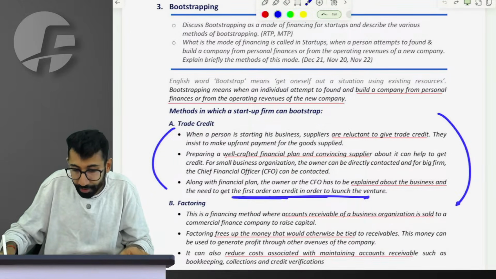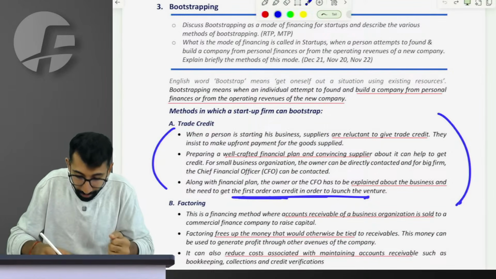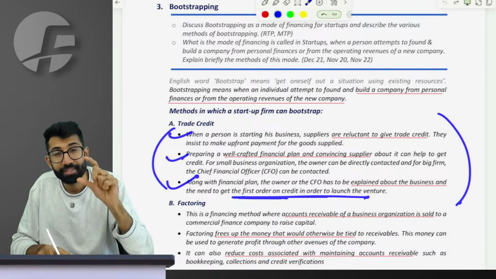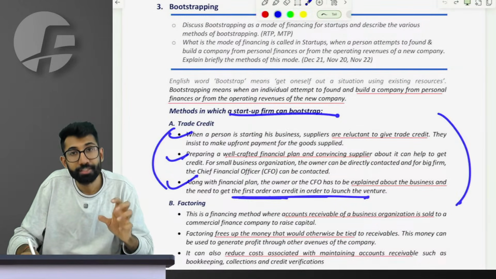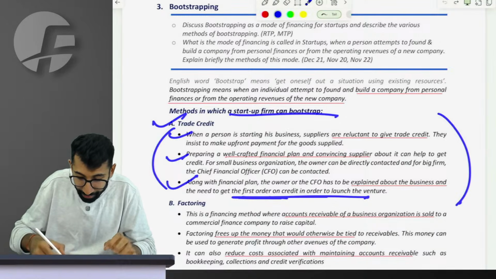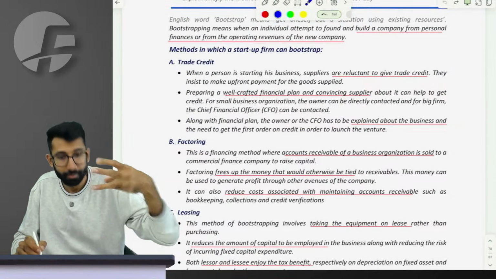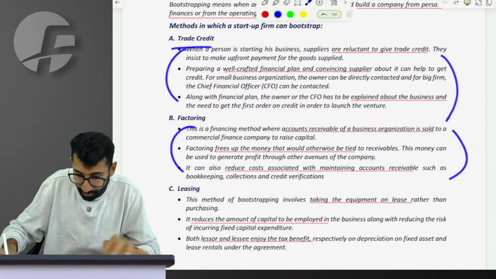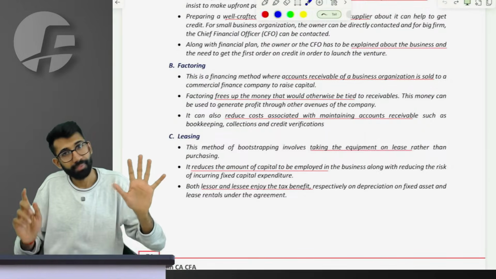Actually, in the study material, these were not pointers, these were all paragraphs, but writing them down in points helps you remember what exactly the content was. So in the exam, if you are asked the methods to bootstrap, write them down in paragraph form only. There will be 3 paragraphs: one heading, one paragraph, another heading, another paragraph, a third heading, a third paragraph. That's all I'm saying. Cool.